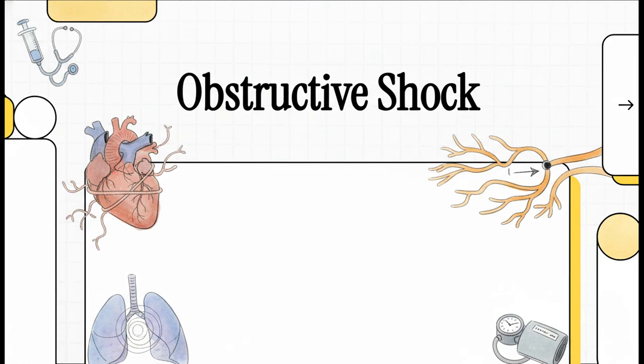All right, let's talk about shock. If you're studying for the NCLEX, you know it's a massive topic. But what if I told you there's a type of shock where the heart is pumping fine, the body has plenty of blood, and yet the patient is still crashing? That, right there, is obstructive shock. And trust me, understanding it is absolutely critical. In this explainer, we're going to break it all down and make it stick.